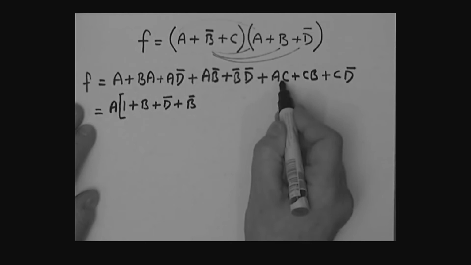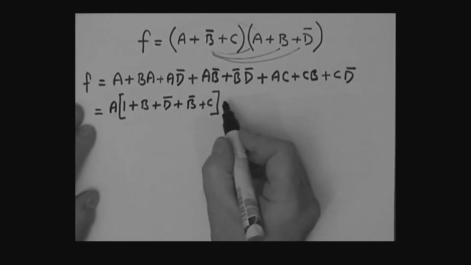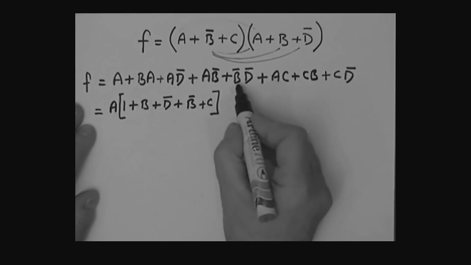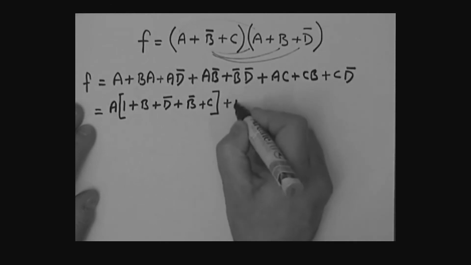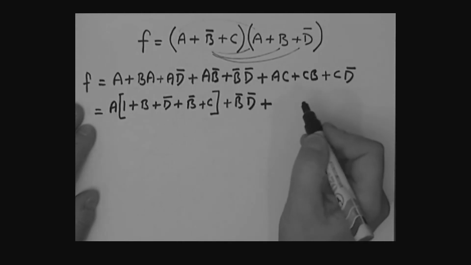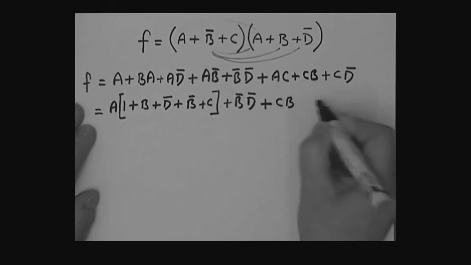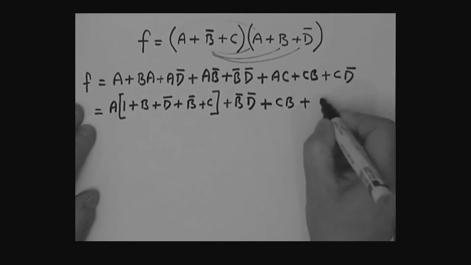Another A over here, isn't there? Or C. Close the bracket. Now what am I left with? Let's look at what you're left with here. Yes, you've got this B bar D bar term. Or what else? Okay, you've got this CB term here. Or you've got what? C D bar.